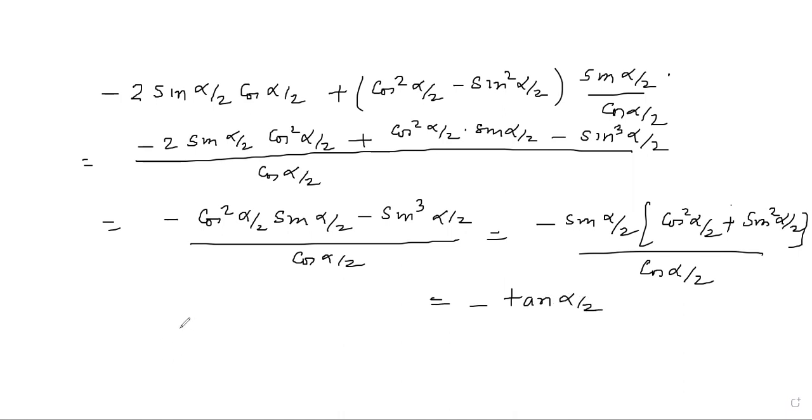So we have got the values. The first term is 1. The second term is minus tan alpha by 2. The third term will be tan alpha by 2. And the last term will be 1. So we have got LHS equal to RHS. That was to be proved.